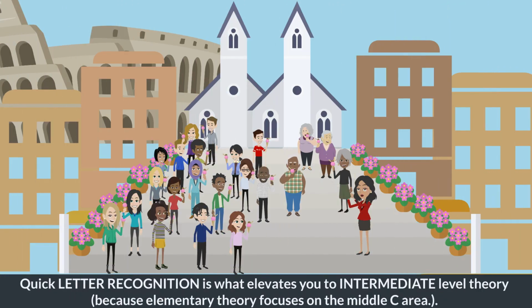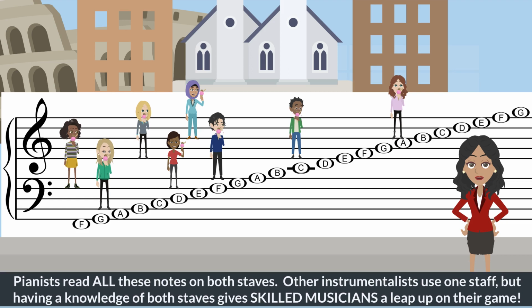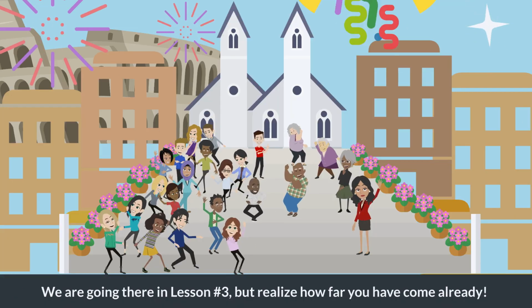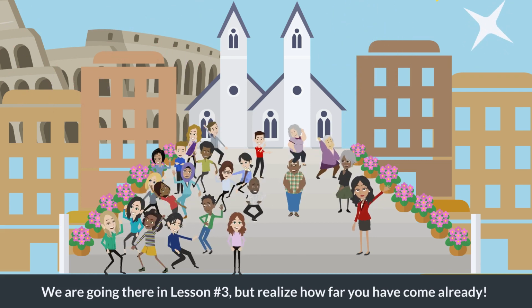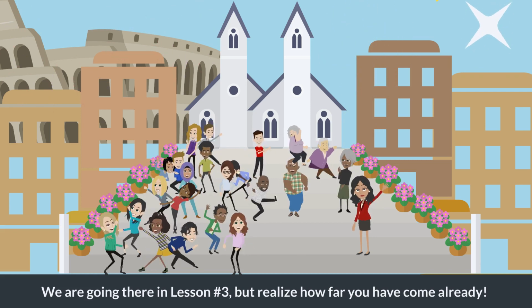Quick letter recognition is what elevates you to intermediate level theory because elementary theory focuses on middle C area. Pianists read all these notes on both staffs. Other instrumentalists use one staff, but having a knowledge of both staffs gives skilled musicians a leap up on their game. We are going there in lesson 3, but realize how far you've come already.